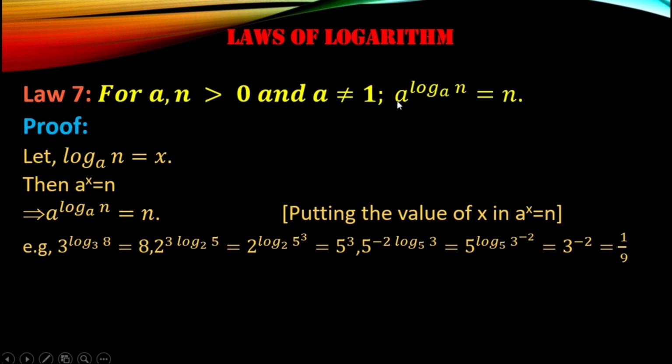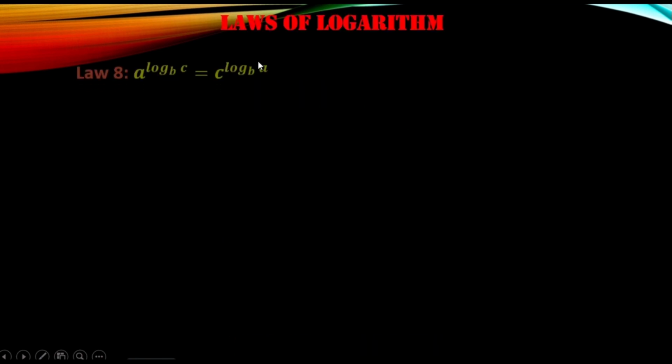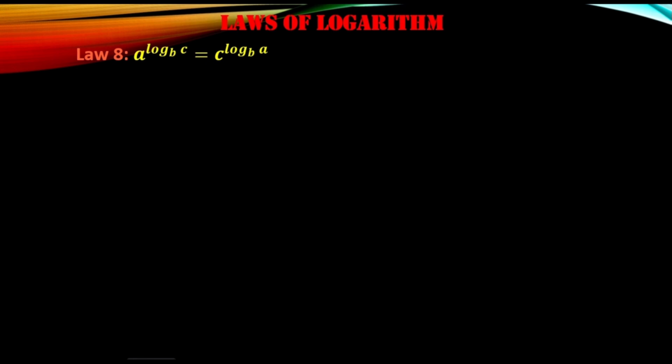Let us move into our last law, which is law number 8. So this is the last and the final law under this topic. Law number 8 states that a to the power log of c to the base of b is equal to c to the power log of a to the base of b. As we have followed in every other law, we need to prove this law as well.